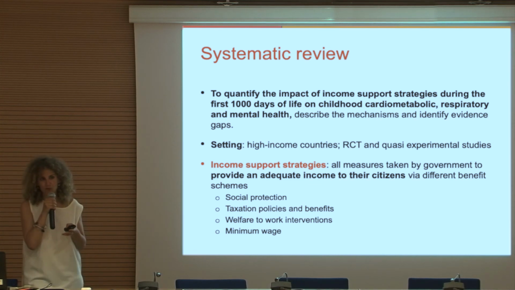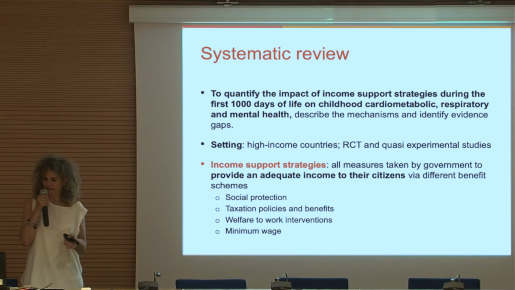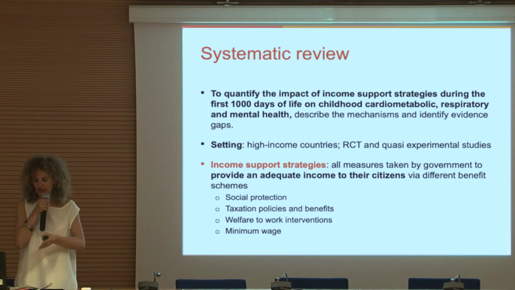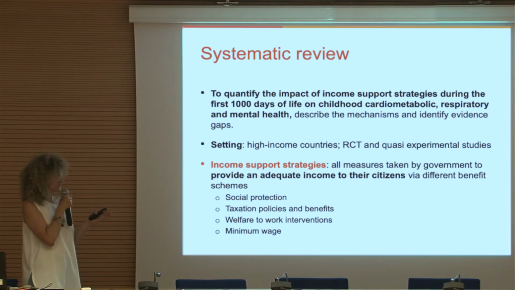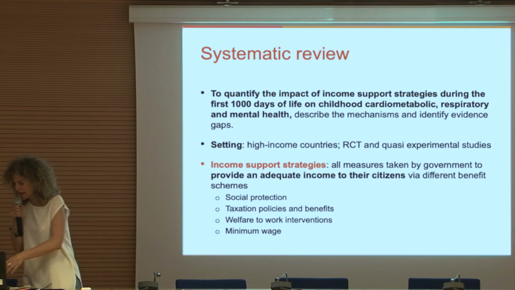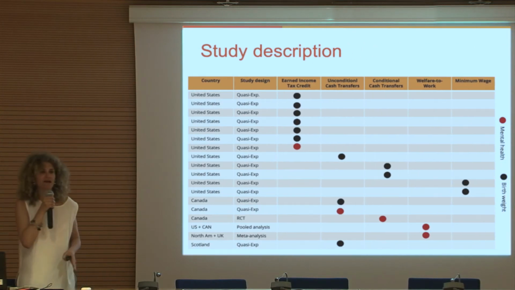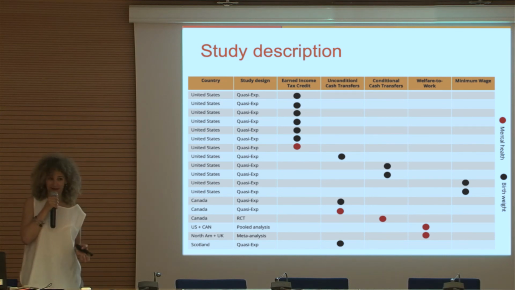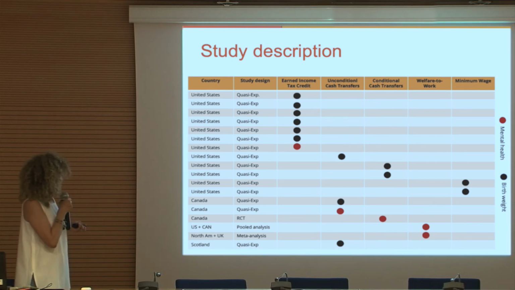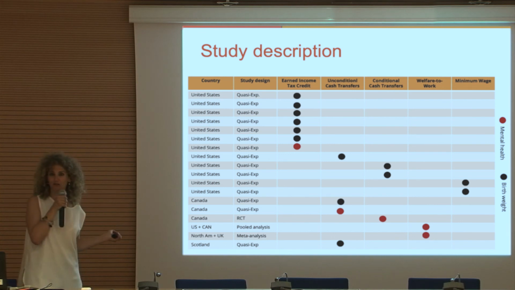What we mean by income support strategies are all the measures taken by the government to provide an adequate income to citizens through different schemes, either social protection schemes, taxation policies and benefits, welfare to work interventions, or minimum wage. What we found were 18 studies, so not many, and most of them were conducted in the United States and Canada. Only 2 studies included data from the UK and Scotland.